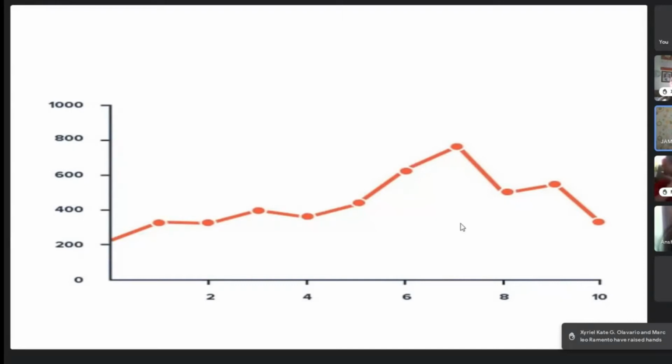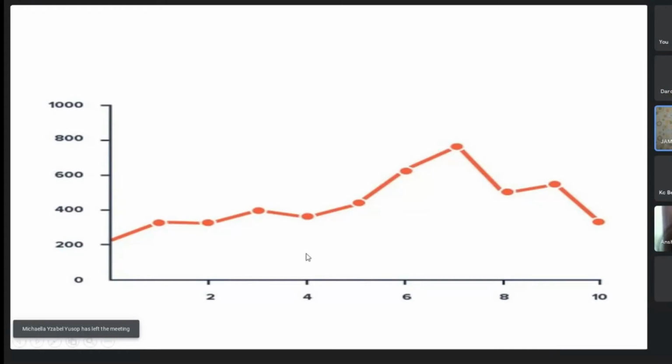So this is what a line graph looks like. As you can see here, we have lines to present the data. And also, as you can see here, it can go up and it can also go down. A line graph is made up of two scales, the vertical scale and the horizontal scale. In the vertical scale, we can see the quantity or the frequency of the data, while the horizontal scale is the time.